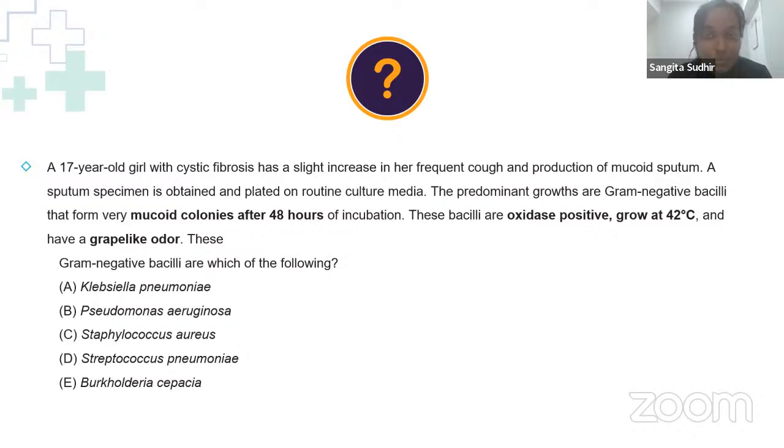So this is gram-negative bacilli. They have a mucoid colony. It could be because of the production of alginate. They are oxidase positive. They grow at 42 degrees Celsius, and they have that grape-like odor. And that is obviously Pseudomonas aeruginosa.